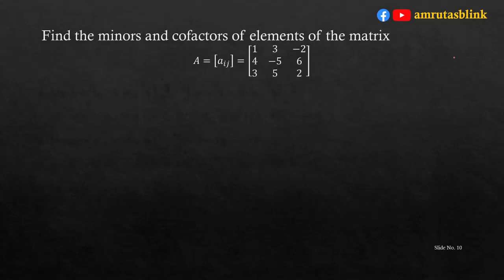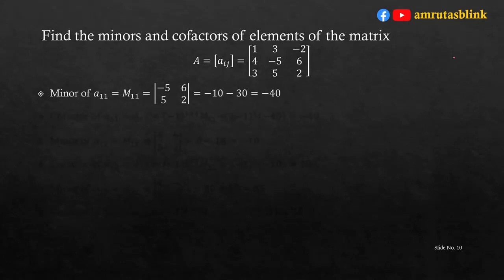Moving to the next problem. Find the minors and cofactors of elements of the matrix Aij equal to [1, 3, minus 2; 4, minus 5, 6; 3, 5 and 2]. Now, we need to calculate minors and cofactors of all the elements. Now, this matrix is a 3 by 3 matrix. Hence, there are 9 elements. So, we need to calculate 9 minors and 9 cofactors.